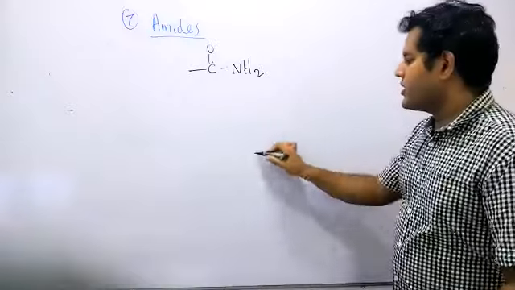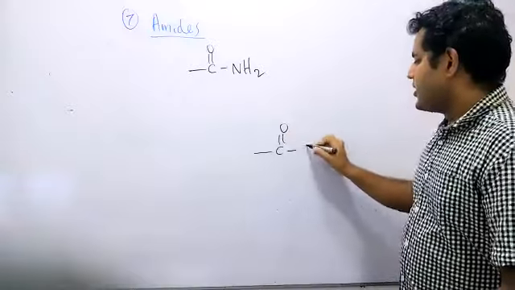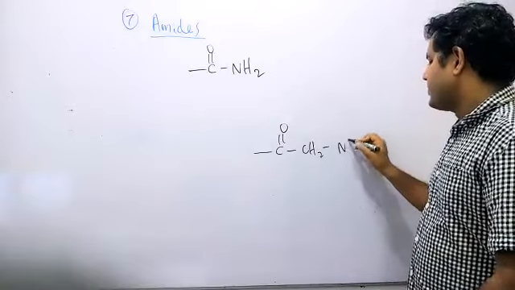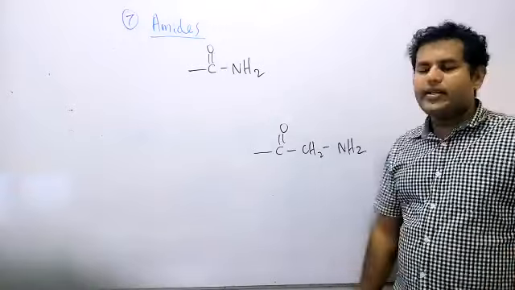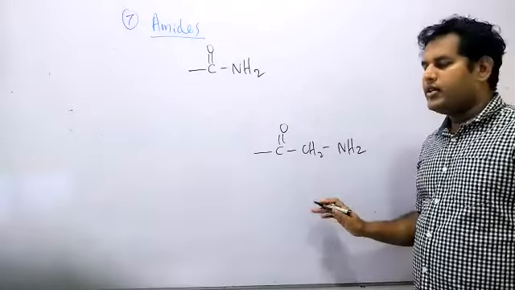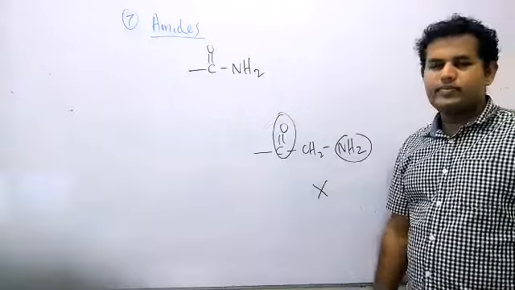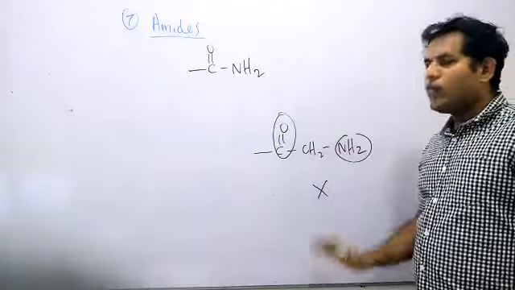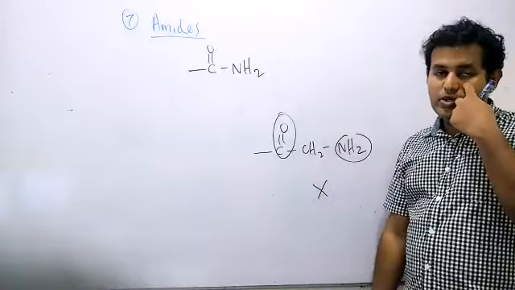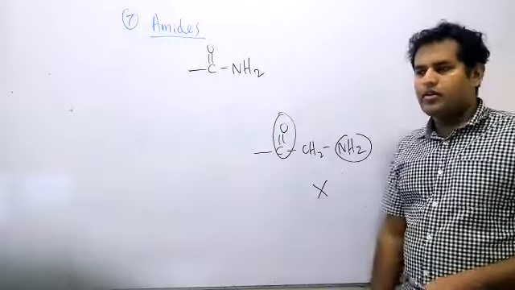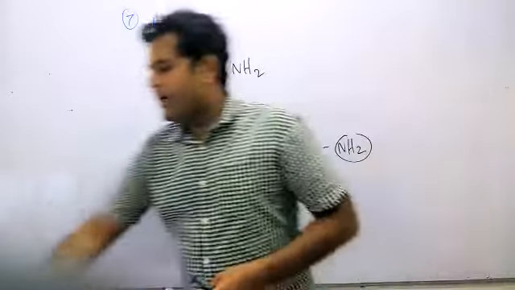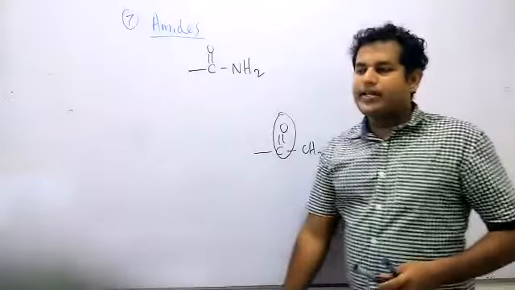Now I have seen some structures like this: COCH2NH2. Remember, this is not an amide. This is called an amine, and this is called a ketone. Two functional groups are available here. Some students are mixing this up, thinking this has an amide. No. In order to have an amide, both CO and NH2 should be linked, connected together.